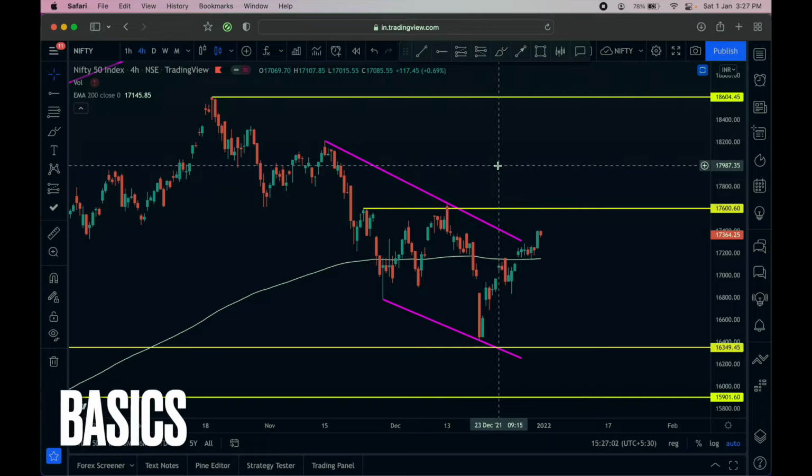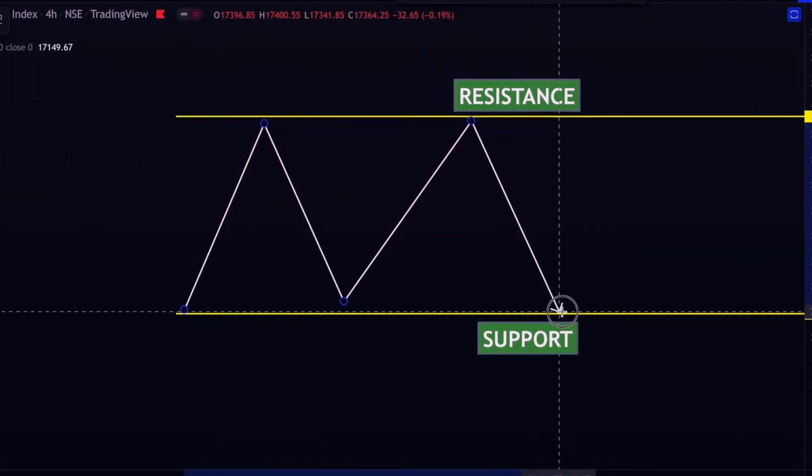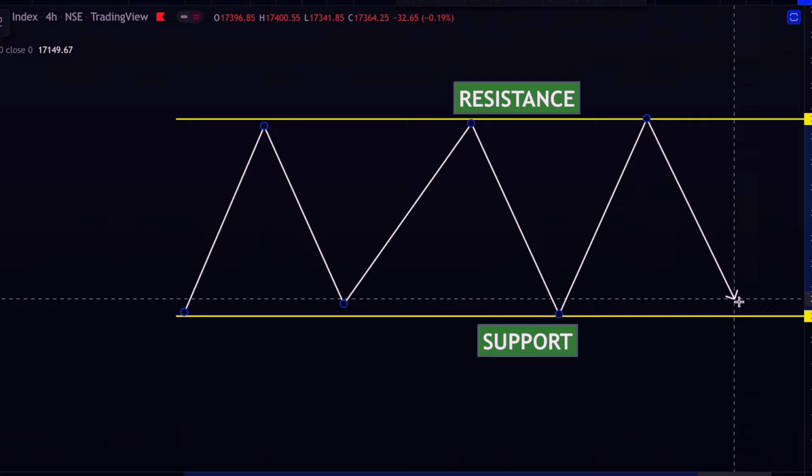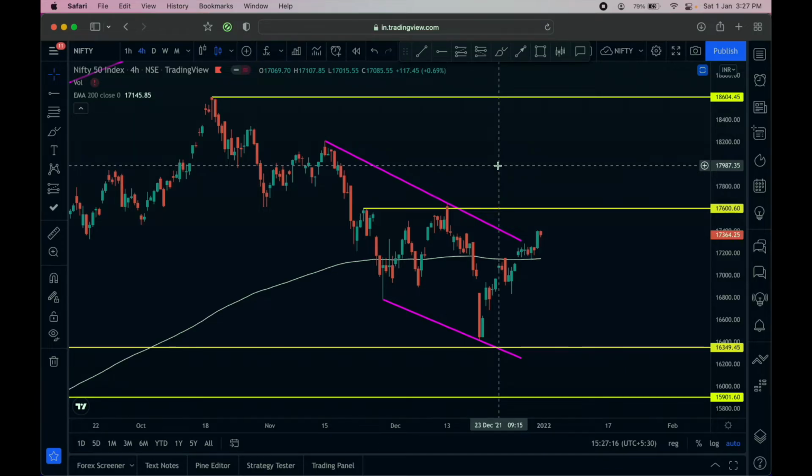First, I would like to touch upon the basic definition of support and resistance. See, support and resistance is a level where the price is expected to bounce off from. It is also referred to as supply and demand. Supply equals resistance, demand equals support. That's it. That's the basic definition of it.